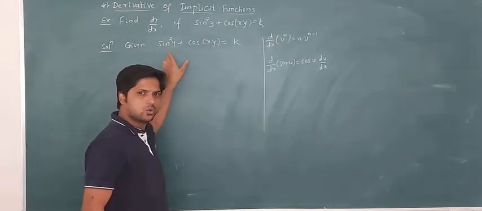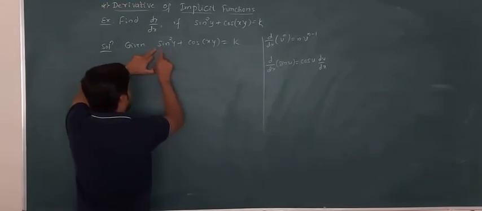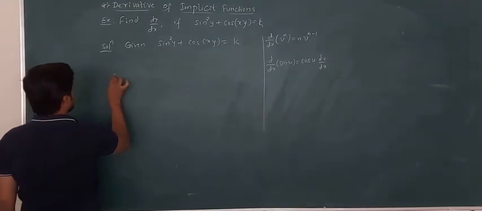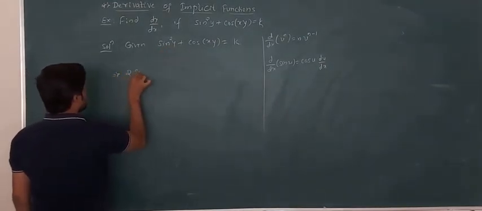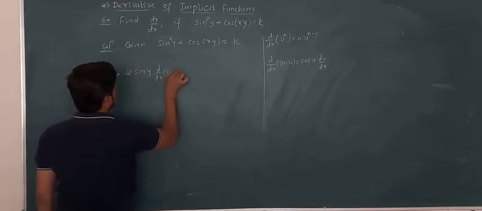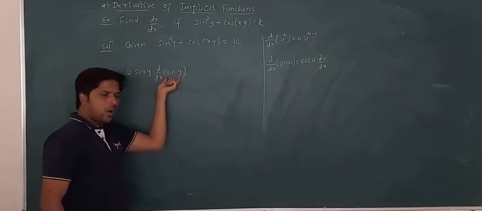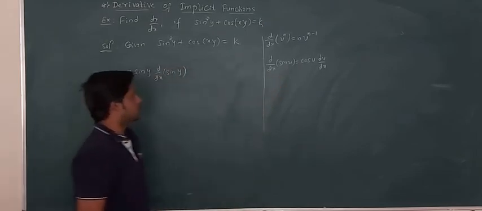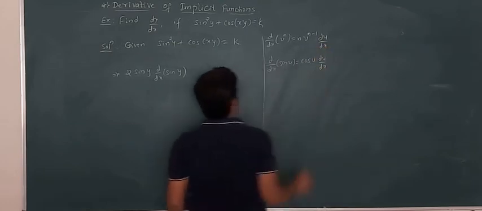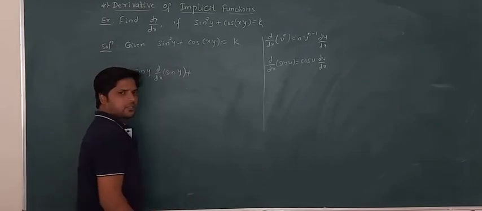Comparing u to the power n with sin square y, in place of u we have sin y and in place of n we have 2. So the differentiation of this one is 2 sin y into d by dx of sin y, because in place of u we have sin y, so that is du by dx, with u to the power n minus 1, into du by dx.